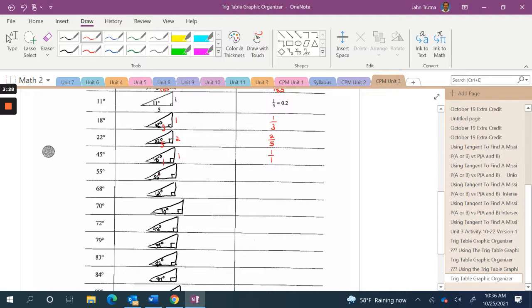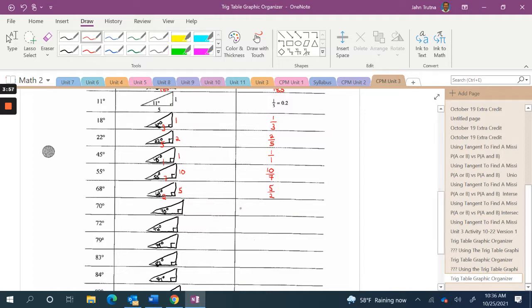When the slope angle is 55 degrees of a right triangle, your delta y is 10, your delta x is 7. And that gives you a slope of 10 over 7. When your slope angle is 68 degrees of a right triangle, your delta y is 5, your delta x is 2. That makes your slope 5 over 2. Okay, and this is the very first one that something kind of wild happened.